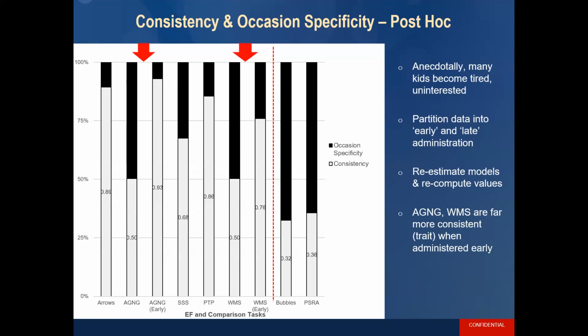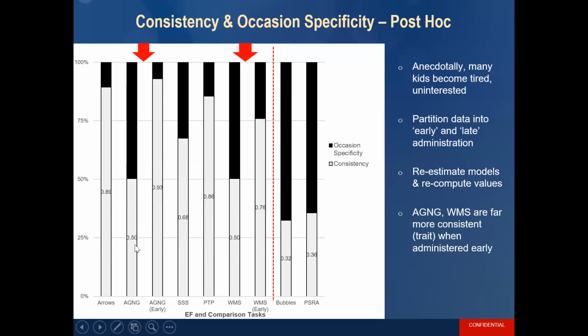But what we do is we go back into the data set and we pull out the animal go, no-go data, and we say, create an early data set and a late data set. The early data set is when animal go, no-go was administered in the first half of the assessment. And then the late is the second half. And similarly, we would do that with working memory span. Then we refit our models, we refit the bifactor model, we recompute things, and the red arrows at the top show you what happens.